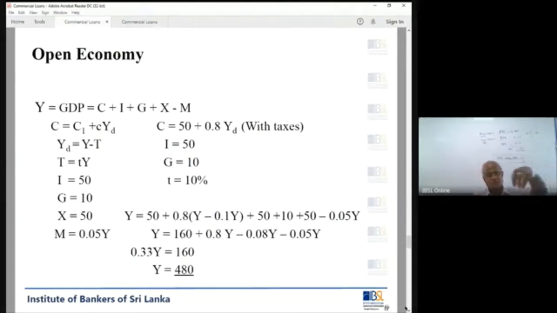This is a 4 sector model: households, government, business firms, rest of the world. Now we calculated GDP 480. Similarly, we can calculate the distribution, value of consumption goods, value of taxes. Taxes you can calculate, 480 into 0.1, is 48. 48 is the tax revenue. I can calculate this, remember.